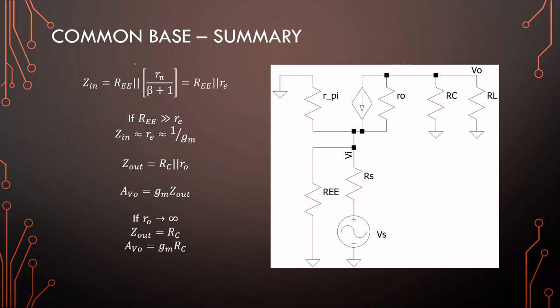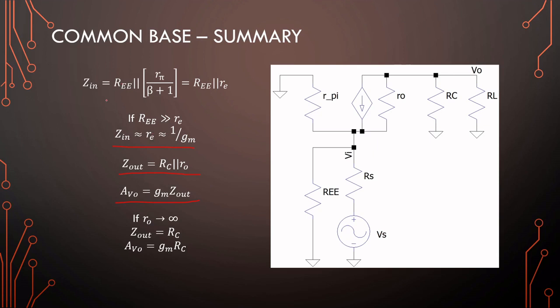In the case where our emitter resistor becomes very large, our input impedance becomes roughly RE, which is 1 over gm. So this makes designing really easy. Output impedance matching, R_out moving towards infinite, Z_out will just become RC. And the gain is gm RC in the case where R_out becomes infinite. So the design of a common base amplifier is extremely easy.